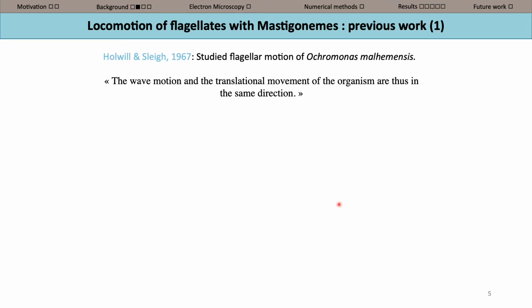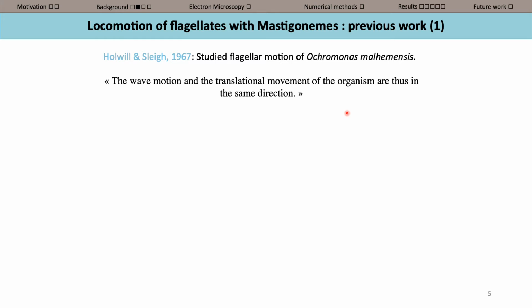This topic has been studied since the 60s, with Holwill and Sleigh investigating flagellar motion in Ochromonas, which is another protist, in this case a golden algae. They noticed that the wave motion and the translational movement of the organism were in the same direction. This is quite unusual because when we think of a traveling wave along a filament, it usually leads to propulsion in the opposite direction.